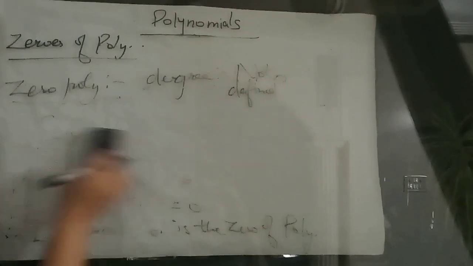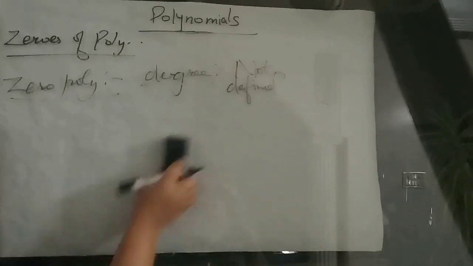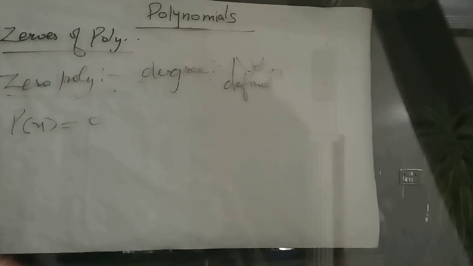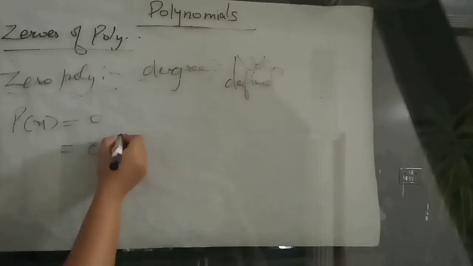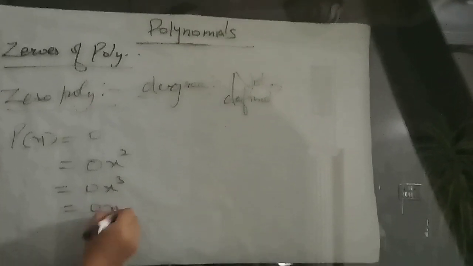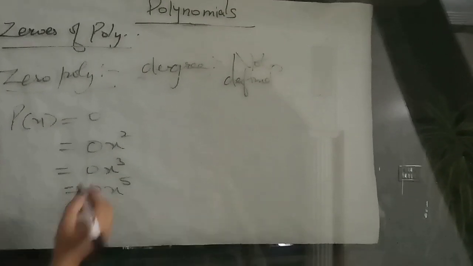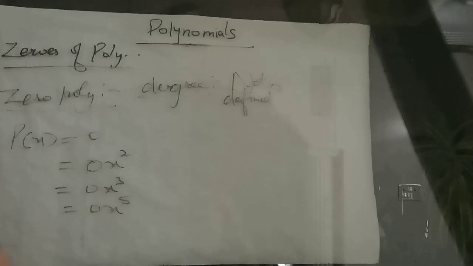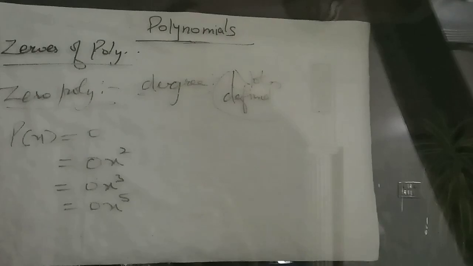How is its degree not defined? If we are saying that p(x) is a 0 polynomial, it means we can write it as 0 into x square, or 0 into x cube, or 0 into x power 5. So its degree is not fixed. So its degree is not defined.